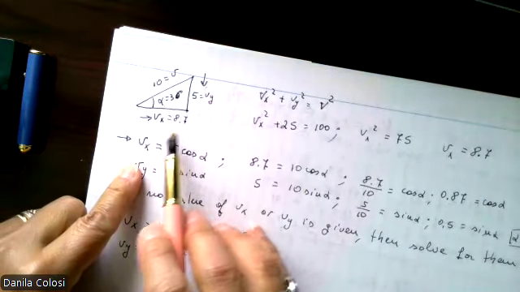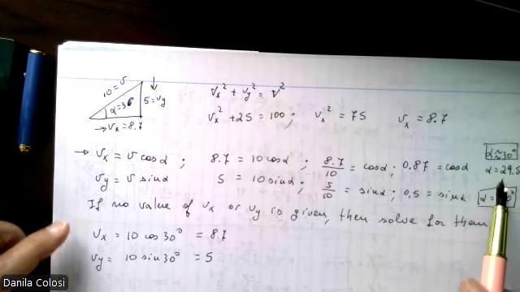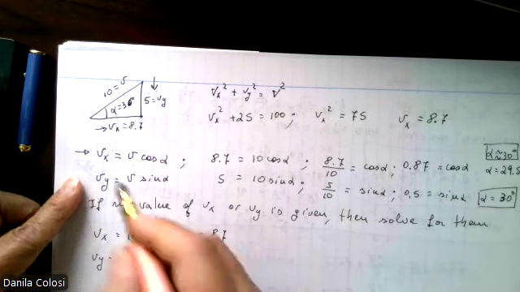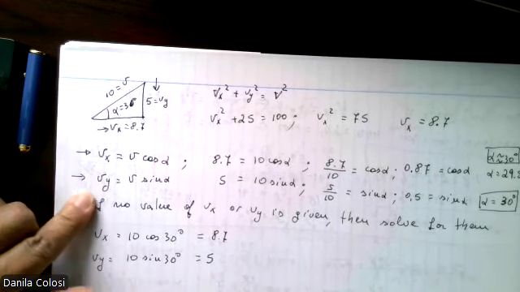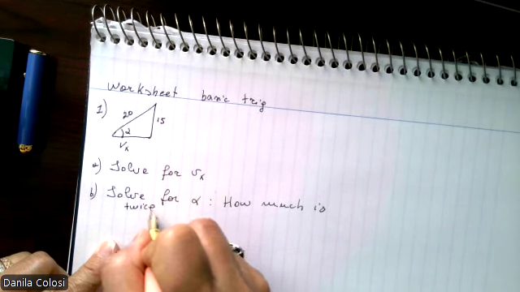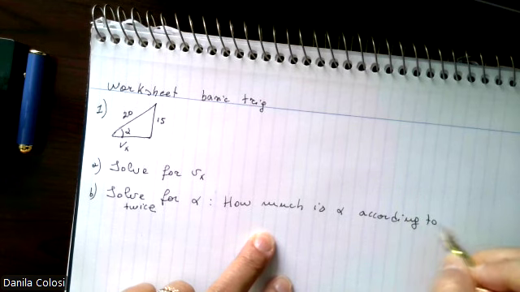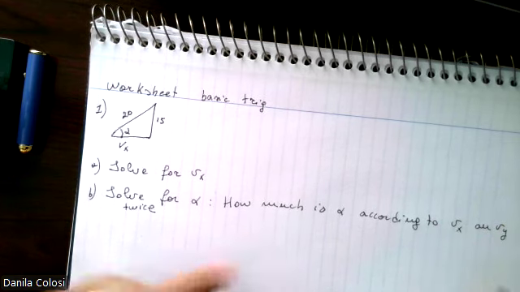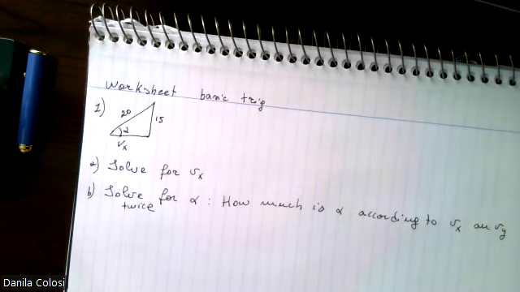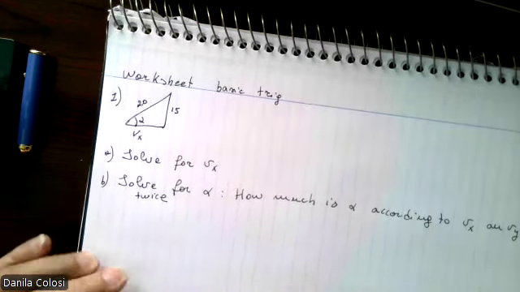So you solve for Vx first. Then you solve for alpha according to exactly this. I want you to do exactly the same thing that I did here, okay? So solve for alpha twice, according to x and according to y. So how much is alpha according to Vx and Vy? I want you to write clean, okay? Because in a little bit, you will be the one that doesn't understand what you are doing, because everything will be all over the place.